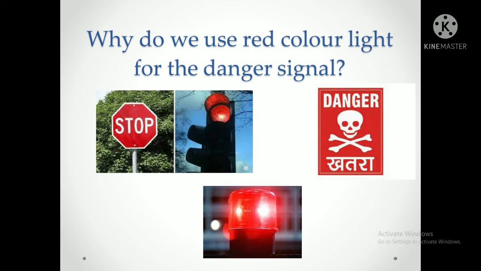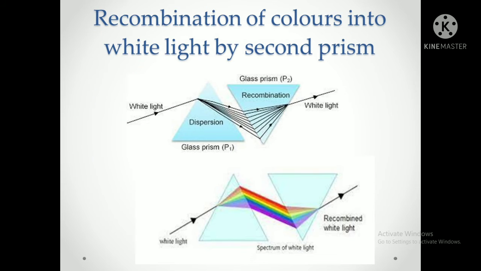Now, one more experiment we are going to study. Let's see the recombination of the colors of white light by a second prism. Now we will take two prisms. One will be in the proper position, and another will be upside down. What we will do here: the emergent ray, meaning the spectrum of light, again we will connect with another prism, will pass through that prism, and we will get white light again.